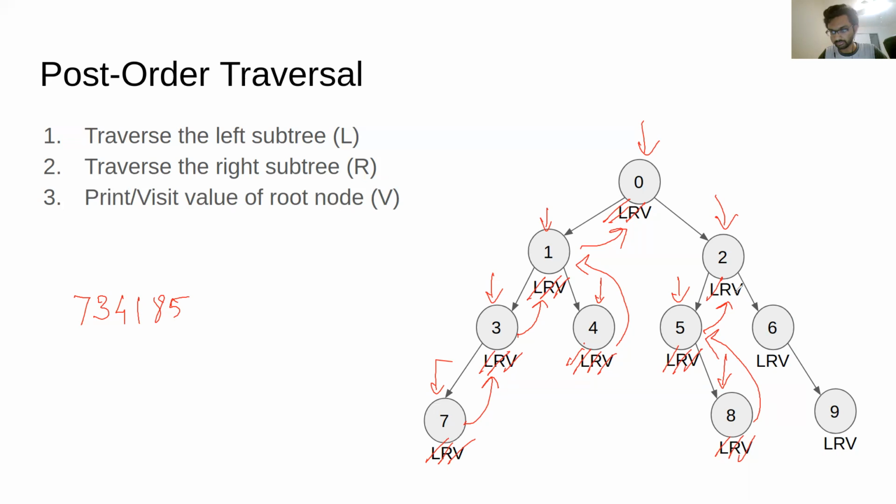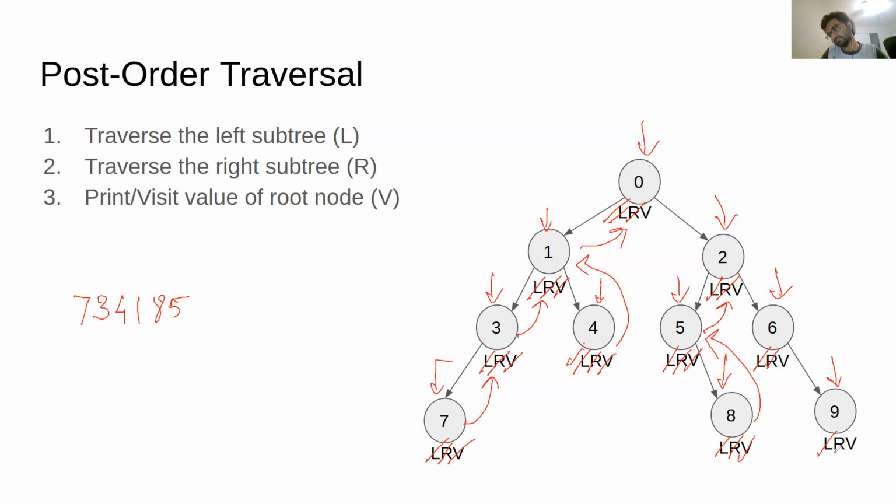Do we have a right subtree of 2? Yes. So we are on 6 now. Do we have a left subtree of 6? No. L gets cancelled. Do we have a right subtree of 6? Yes. So we are on 9 now. Do we have a left subtree of 9? No. So L gets cancelled.